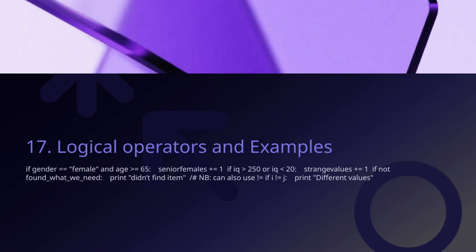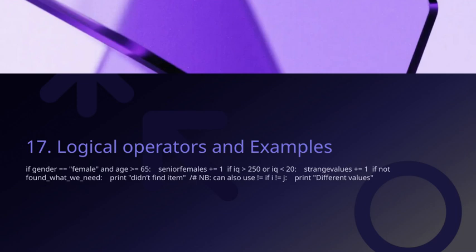Next, we see another example where we check if an IQ score is either greater than 250 or less than 20. The or operator here means that if either of these conditions is true, we increment the strange values counter. It's useful for situations where only one condition needs to be met.